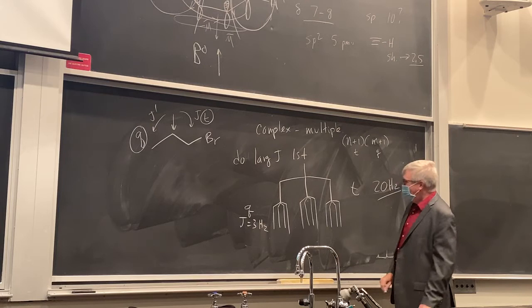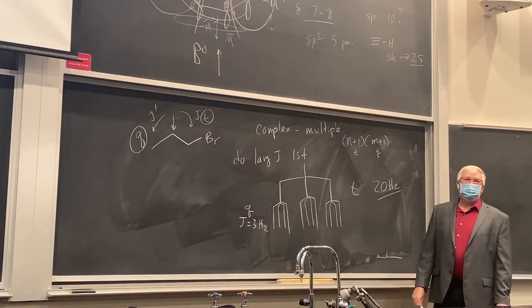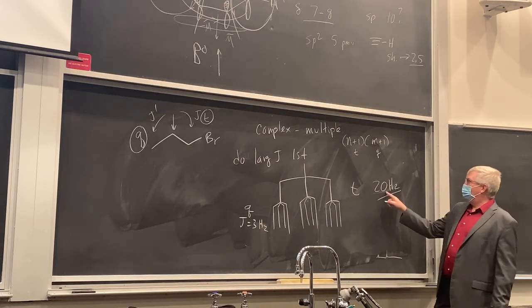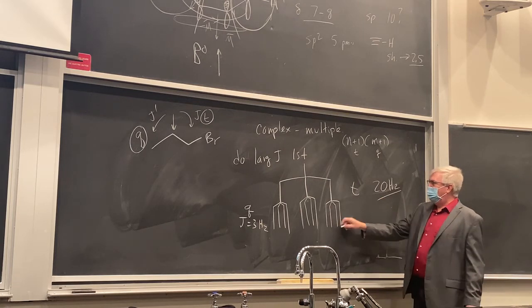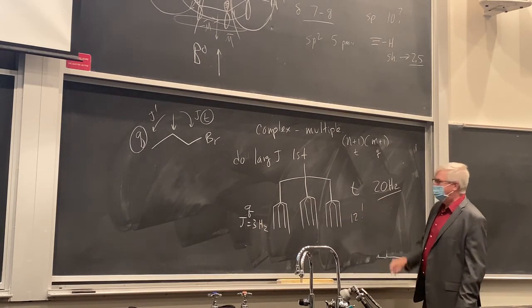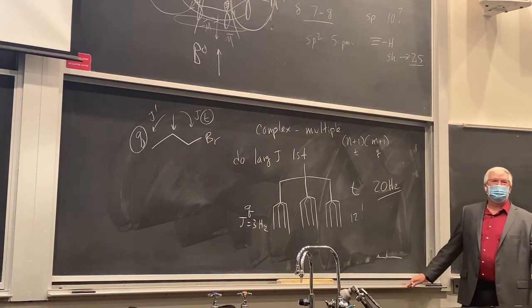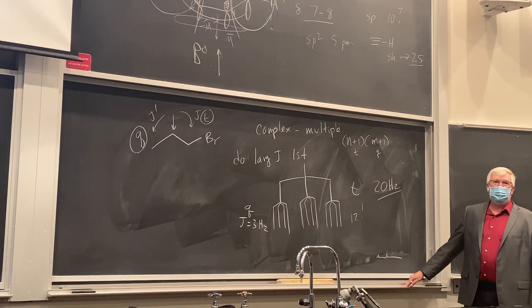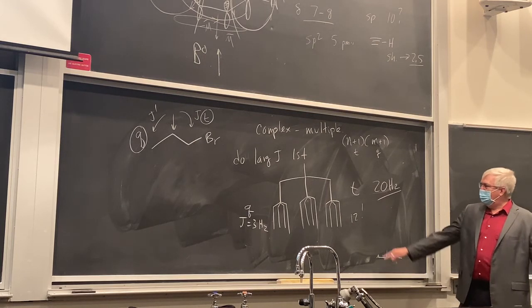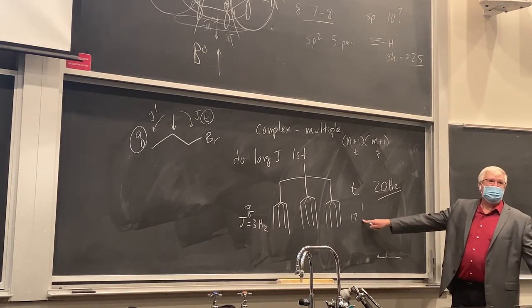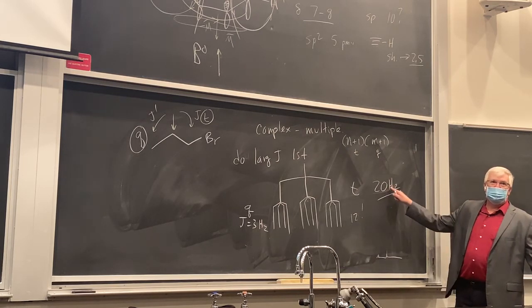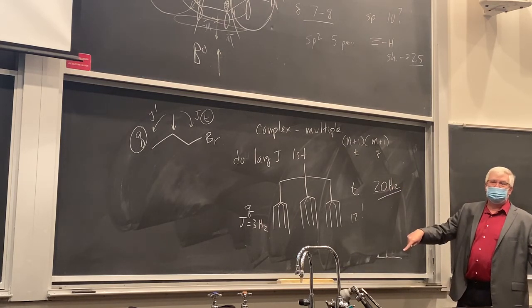Okay? So how many lines will you observe? If you had a large coupling and a small one, you could see 12 lines, okay? From a triplet of quartets. You don't see that here. You see a sextet, a 6-line pattern. How do we go from 12 lines? That would be the theory if we had one large coupling and one smaller coupling.